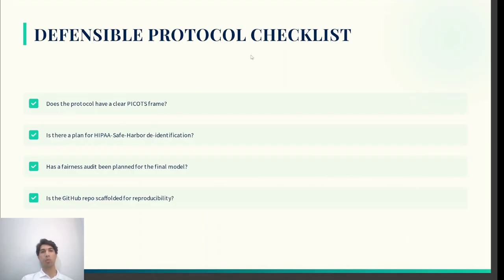The defensible protocol checklist includes: does the protocol have a clear PICOTS frame? This is the OSF pre-registration. Then, is there a plan for HIPAA safe harbor de-identification? Is the data clearly de-identified, and have we made sure that the data cannot be traced back to the individuals? And then, has a fairness audit been planned for the final model? So is our model non-discriminatory against a marginalized group or against a certain demographic? And then, is there a GitHub repository scaffolded for reproducibility? So this is our checklist and we must follow this.